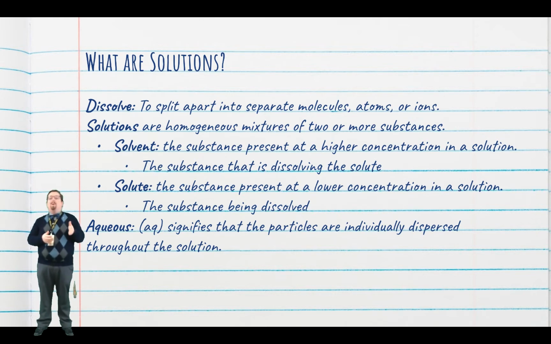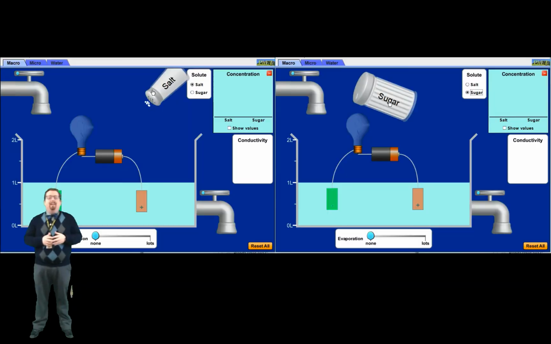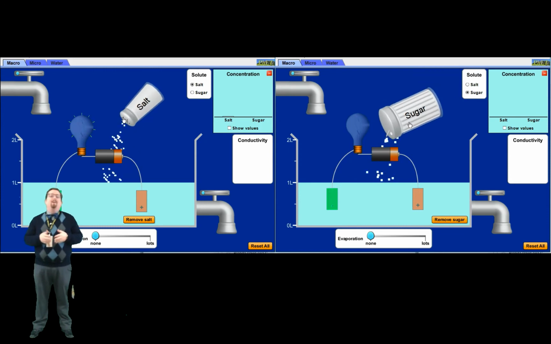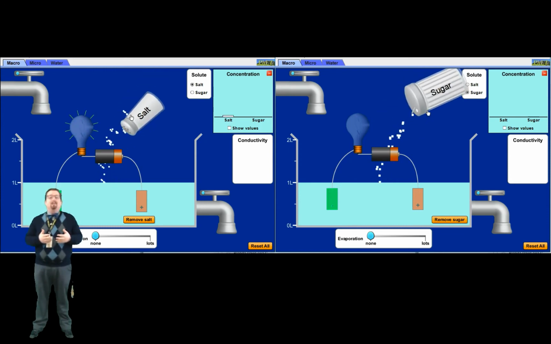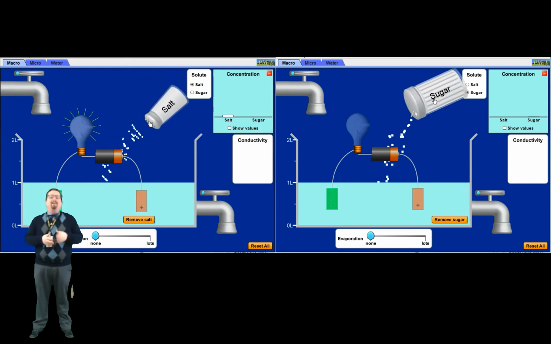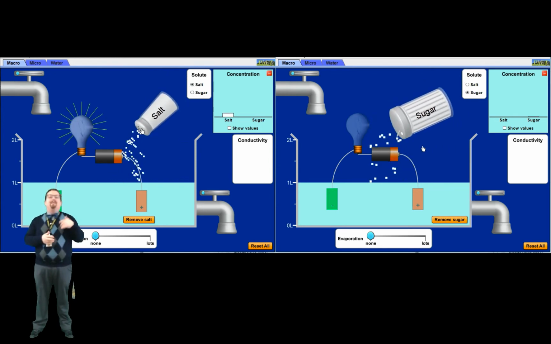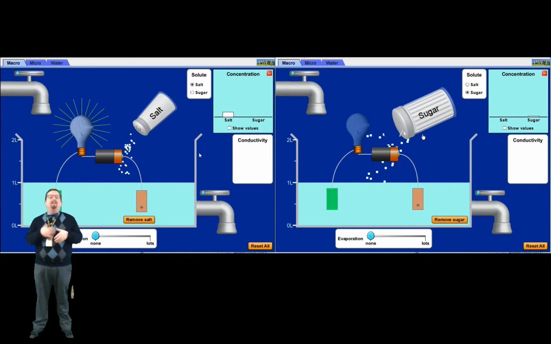You've heard the word aqueous before, but here's a clear definition for it. An aqueous solution is one in which the particles are separated and dispersed throughout the solution. So let's look at an animation of how salt and sugar dissolve differently. On the macro scale, you don't see much difference between the solvation of salt or sugar. The only noticeable difference is that the salt causes the light bulb to light up, but the sugar does not. In both cases, we see the solute leave its shaker and hit the water, but then it disappears.